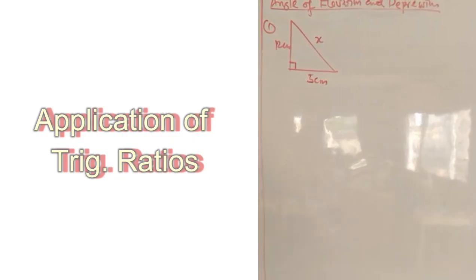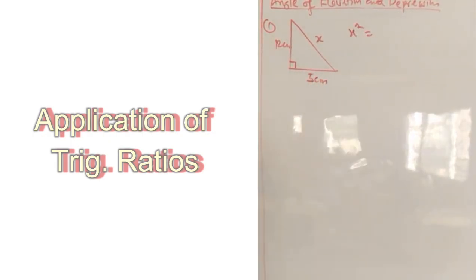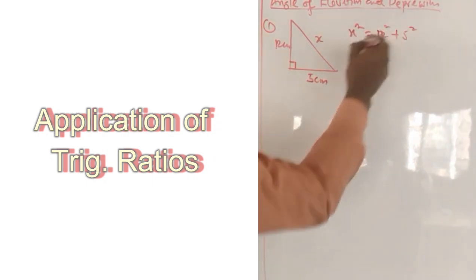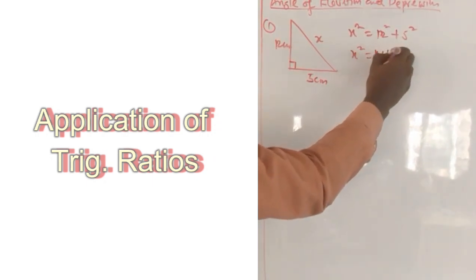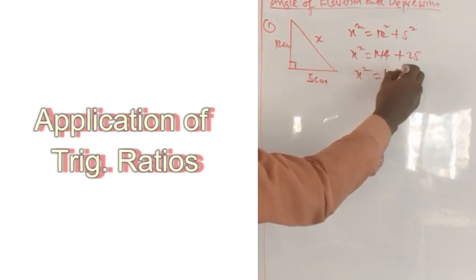Opposite square plus. So the first step is to identify the hypotenuse. Where is the hypotenuse here? So I'll write x for it. So I'll say x squared equals 12 squared plus 5 squared. What is 12 squared? Again, 5 squared.